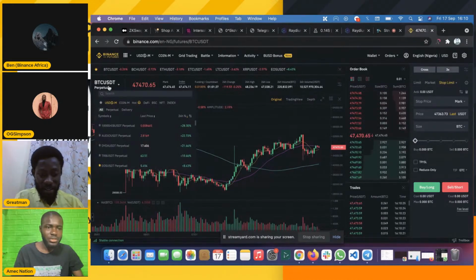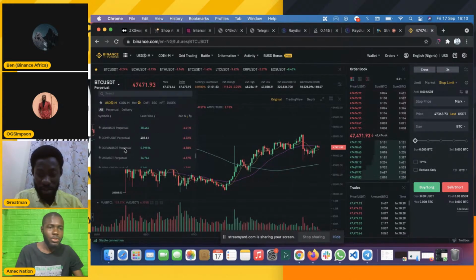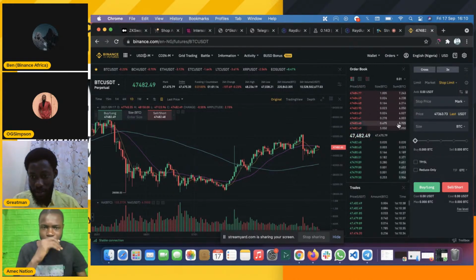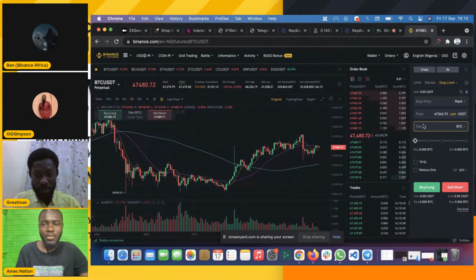We have BTC to USD perpetual contract, and you can see there are a whole lot of contracts here. So it's not like you are trading an asset, you are trading a contract, which is, in other words, also a financial instrument.